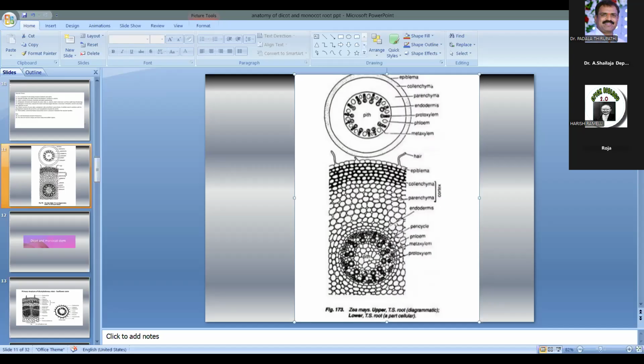This is all about the root. So we will continue from tomorrow onwards with stem anatomy and leaf anatomy. Thank you, sir.